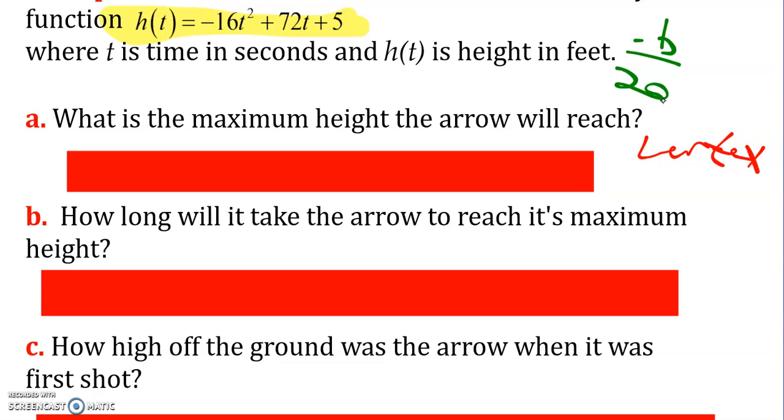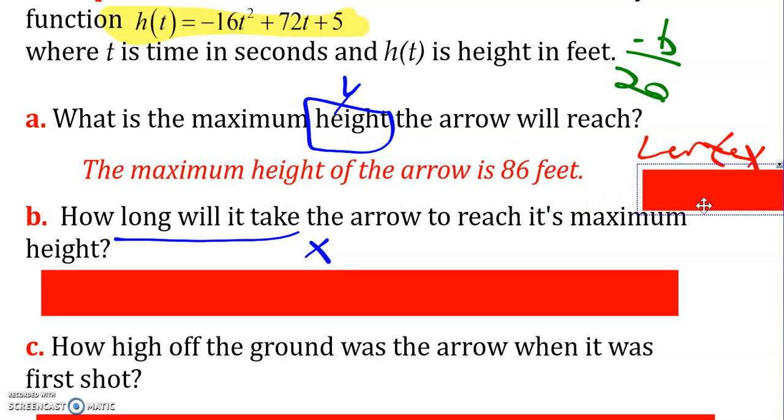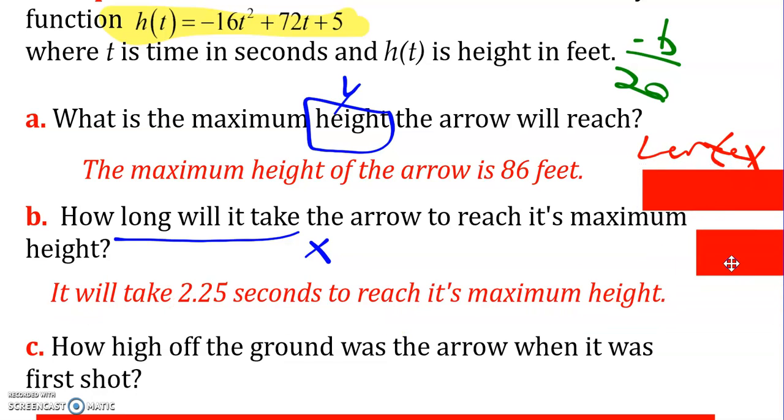So the vertex here is going to be split apart into two values. The height is going to be the y value, and how long will it take? That's going to be your x value. So if we do that, we'd get a vertex of 2.25 comma 86.